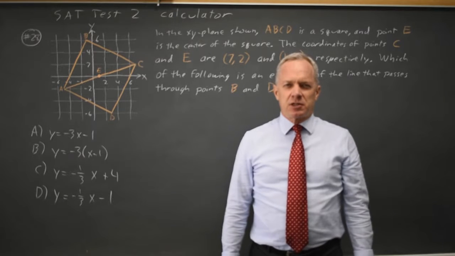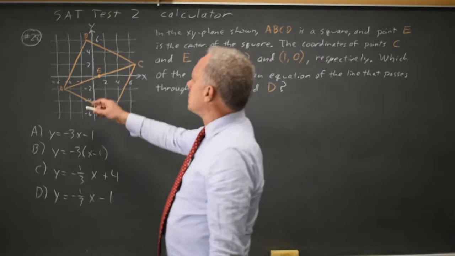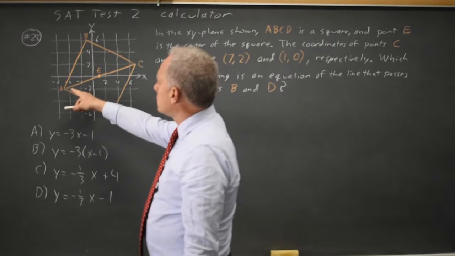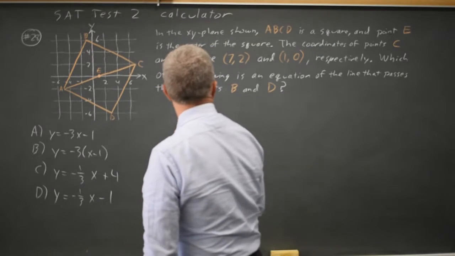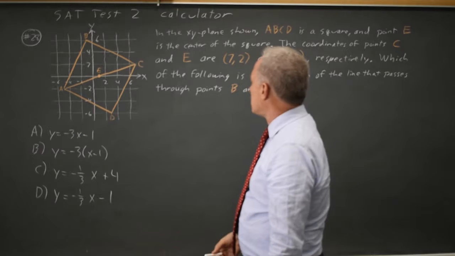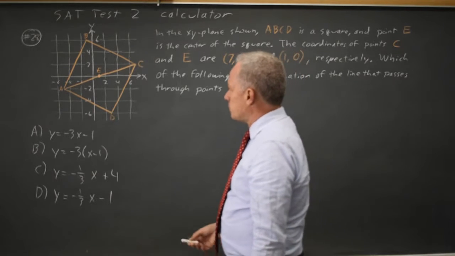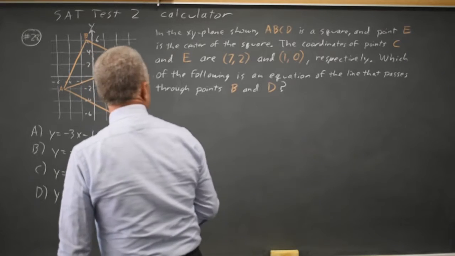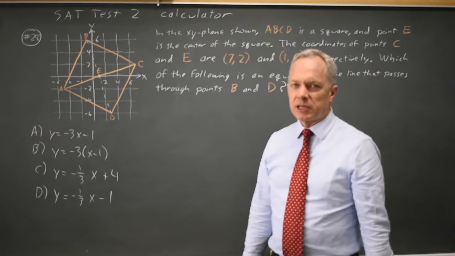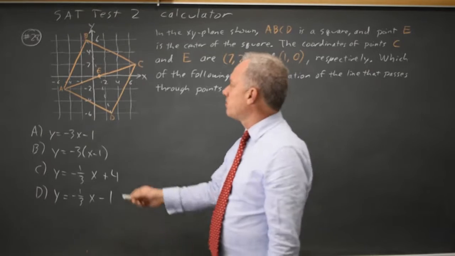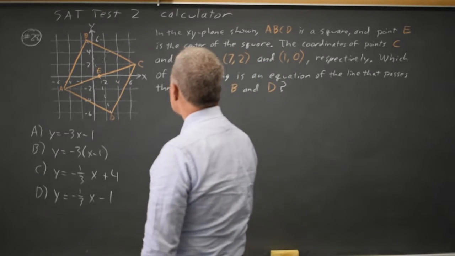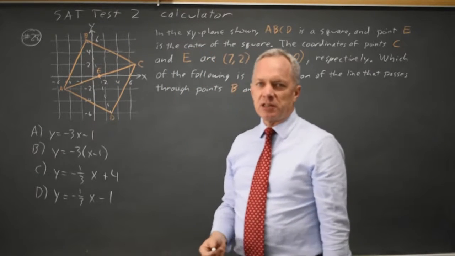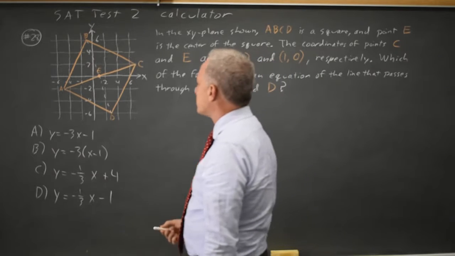This is calculator question number 28. College Board gives us a graph showing a square with one diagonal, and they ask for the equation of the other diagonal, which would be this line. The diagonals of the square pass through the center, so this other diagonal passes through E also. I can do this algebraically, and I'll do the algebraic method first, and then I'll do a shortcut on the calculator.